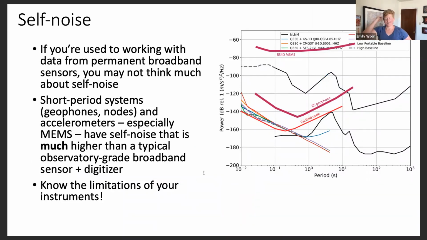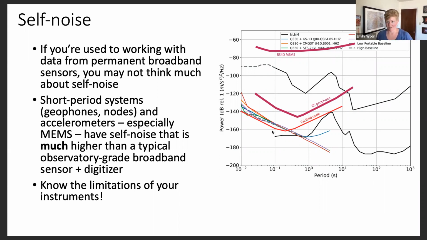All right, so on to that question about noise at nodes, right? My background, what I mostly worked with in grad school, was broadband seismometers, but there's been this really cool broadening of the use of instruments like nodes, or geophones in Raspberry Shakes, right? If you are used to working with data from permanent broadband sensors, you probably don't think much about self noise. If you're working with data recorded by the EarthScope Transportable Array, looking at earthquake signals, most of those signals are going to be well above your instrument's self noise, and you don't really have to worry about it that much. But if you're used to working with broadbands and then you move into the world of nodes, it's really important to know the differences, right?